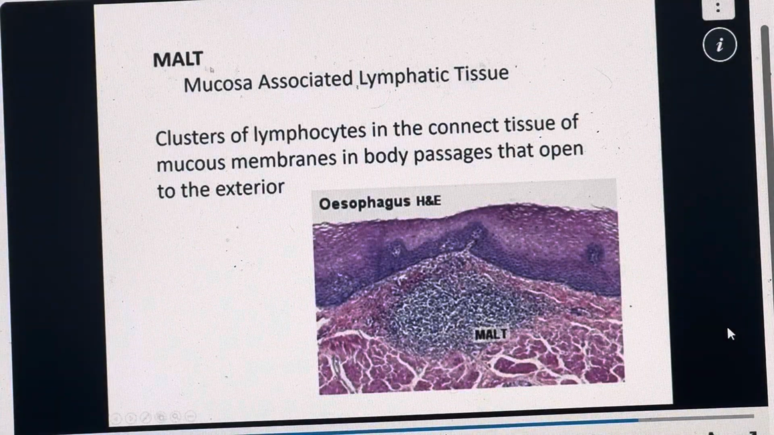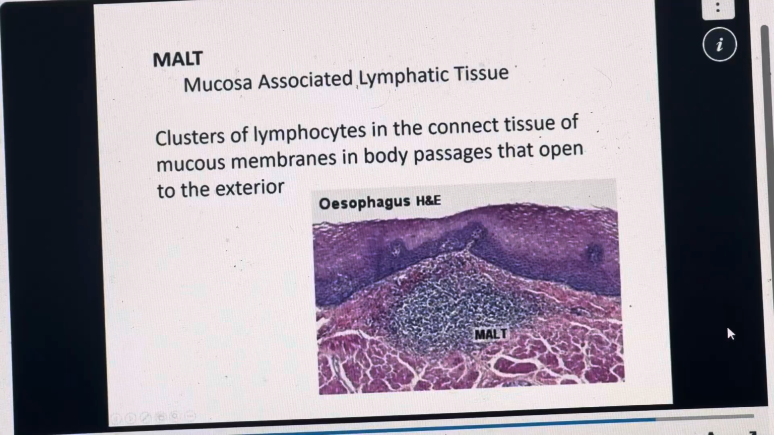Now, the term MALT stands for mucosa-associated lymphatic tissue. And these are basically just clusters of lymphocytes that are found in the connective tissue layer within mucous membranes. So the linings of a lot of body passages that open to the exterior.